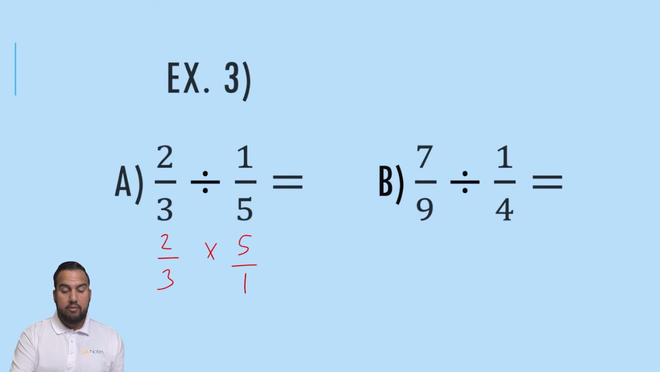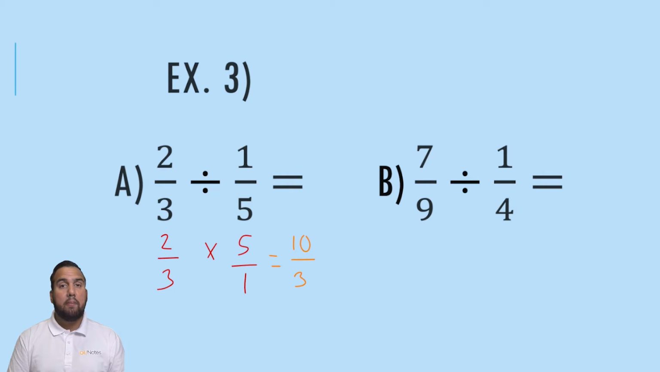Then from here, you're just going to think about the stuff you did on the last slide. Can you simplify? Can you divide? Is there a common number? No, there isn't. So what am I going to do? Just multiply straight across. 2 times 5 is 10. 3 times 1 is 3. And I get my answer 10 over 3. But that's not a good answer to leave it.